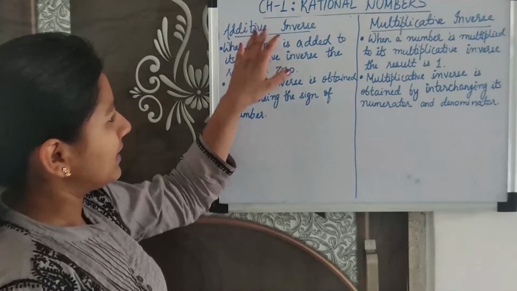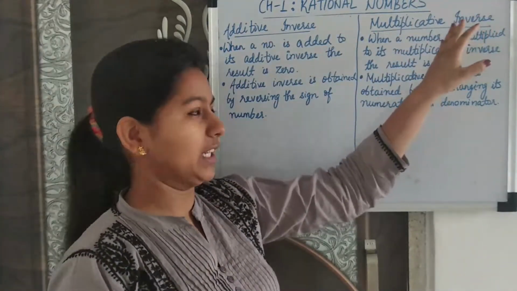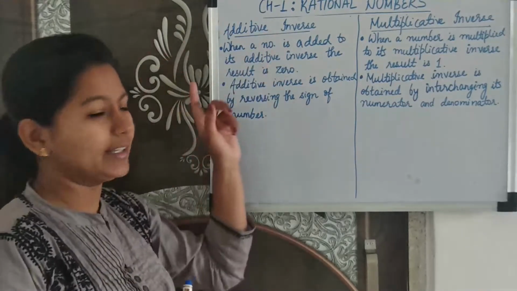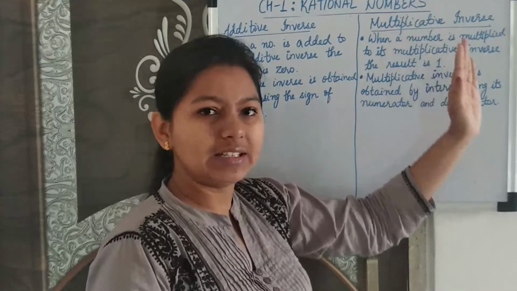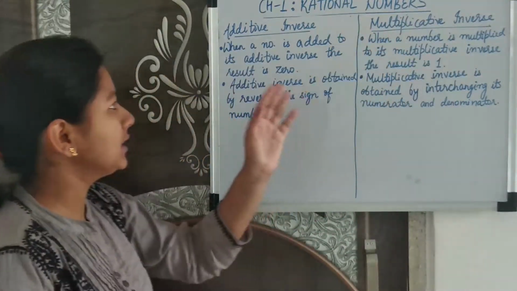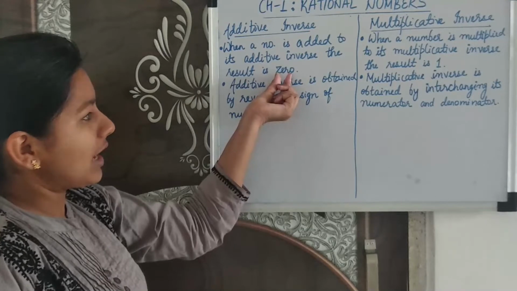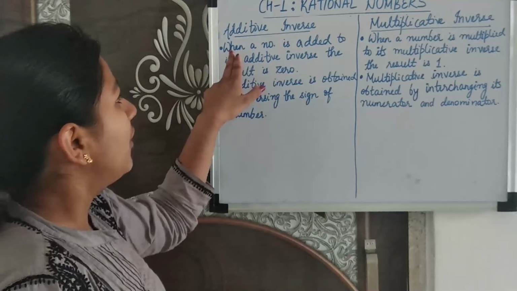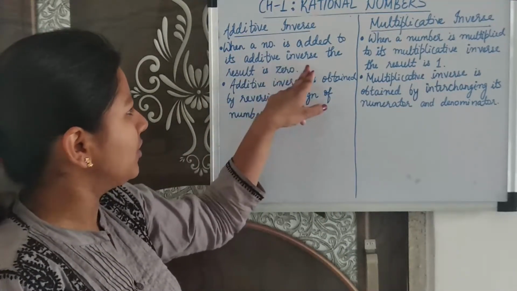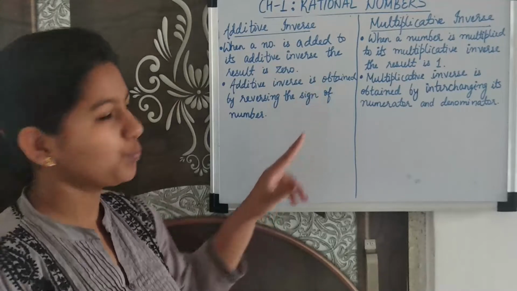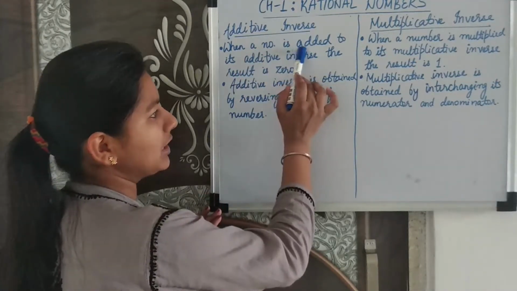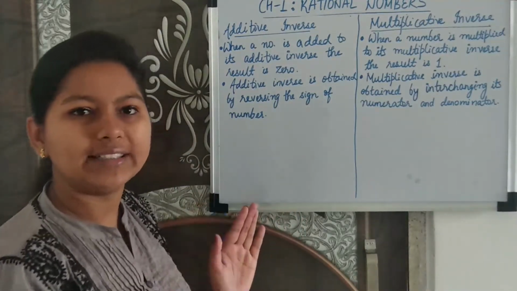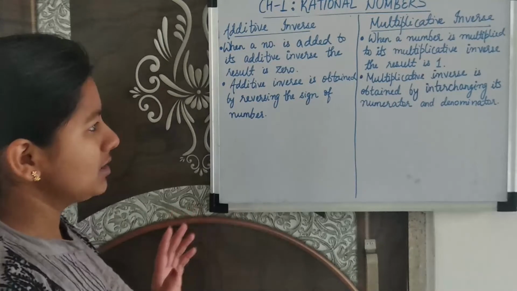Differentiate between what is additive inverse and what is multiplicative inverse. Additive inverse is related with the word additive identity and multiplicative inverse is related with the word multiplicative identity. So 0 was additive identity and 1 was called multiplicative identity. When a number is added to its additive inverse, the result is 0. Additive inverse must be related with addition. So in this, when any number is added to its additive inverse, the result should be 0.